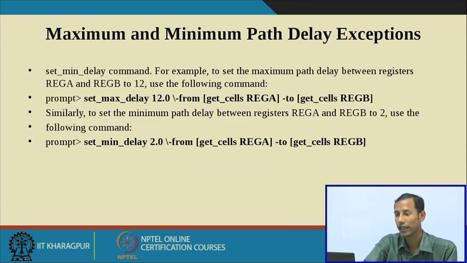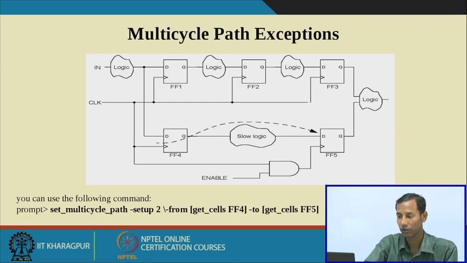Then putting the exception for maximum and minimum path delay. You can set the maximum delay to be 12 from reg A to reg B, or the minimum delay to be 2 from reg A to reg B, that you can set.